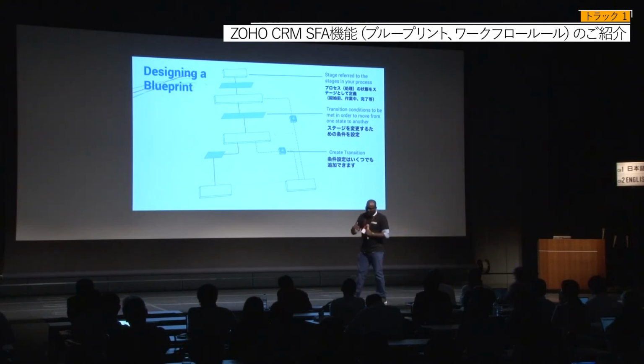So once it has been approved, a set of actions can be configured here. For example, if it has been approved, a set of actions will be configured. If it has been rejected, another set of actions can be configured. So that is all about approval process, okay? So these are the automations which you have in Zoho CRM.